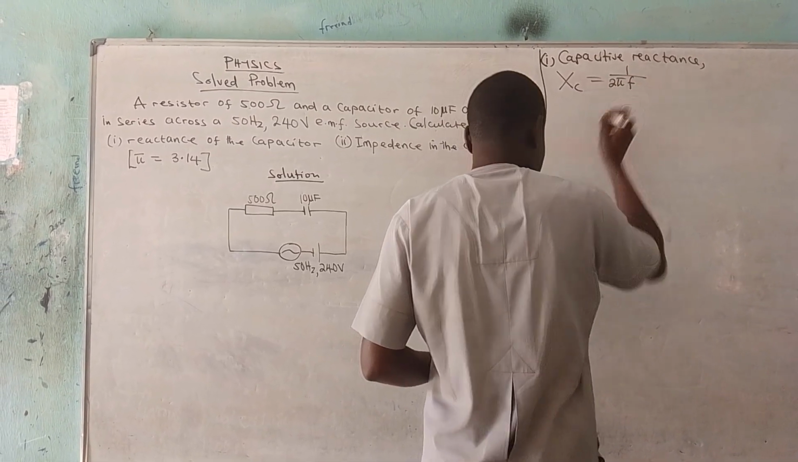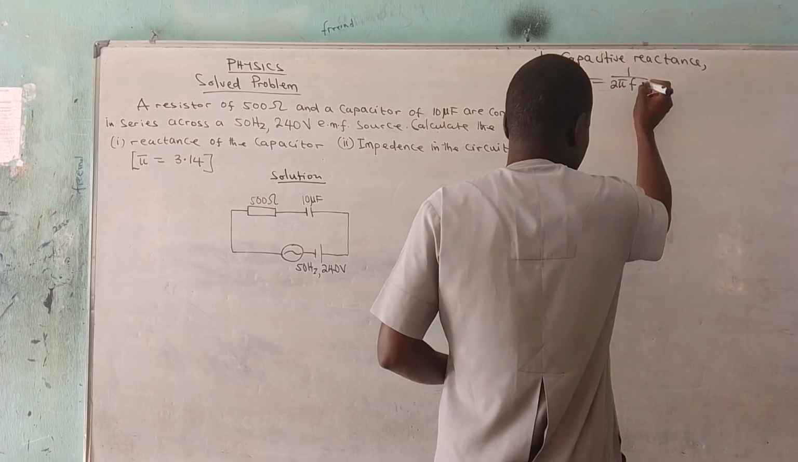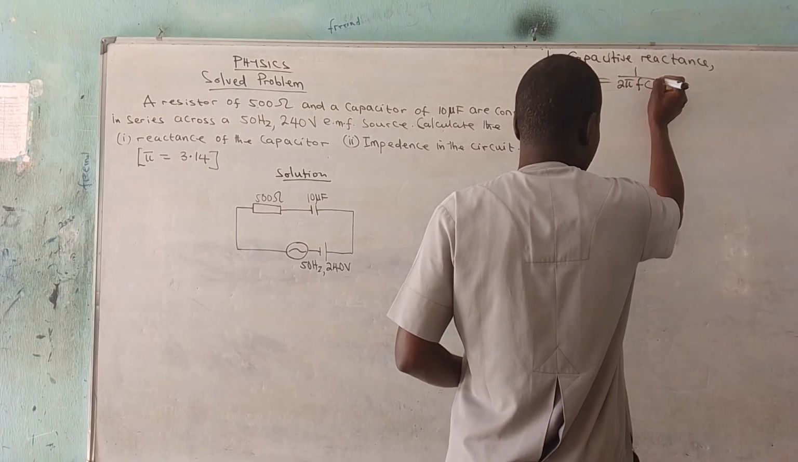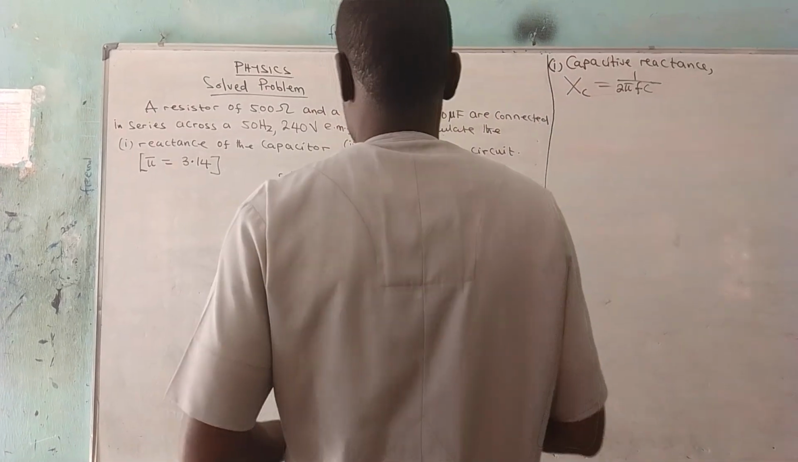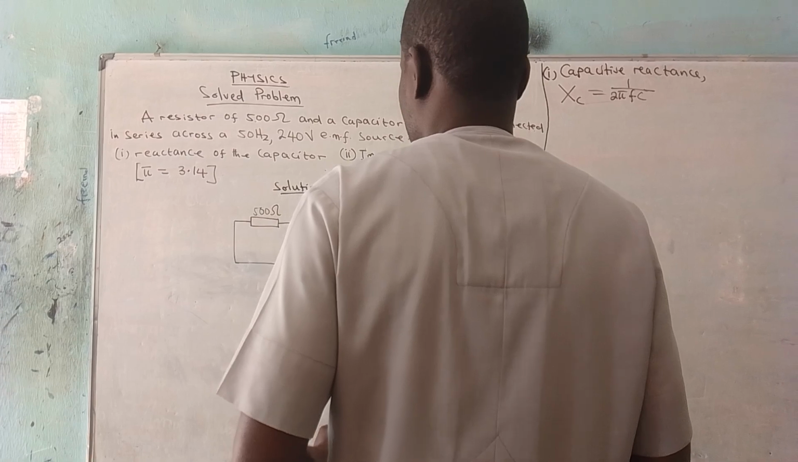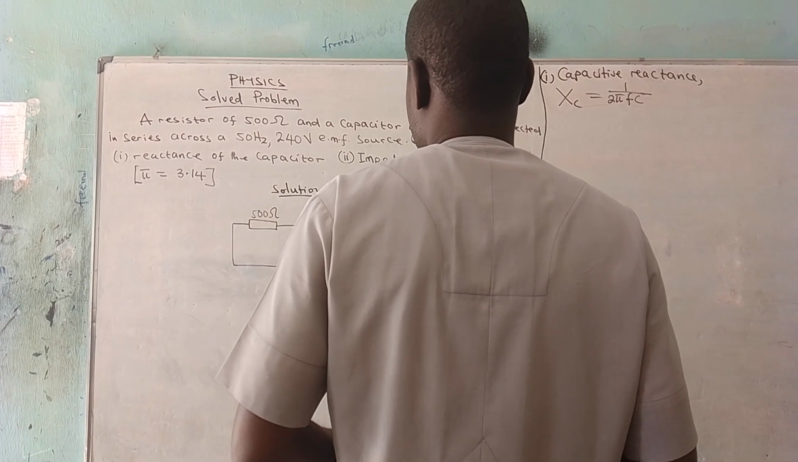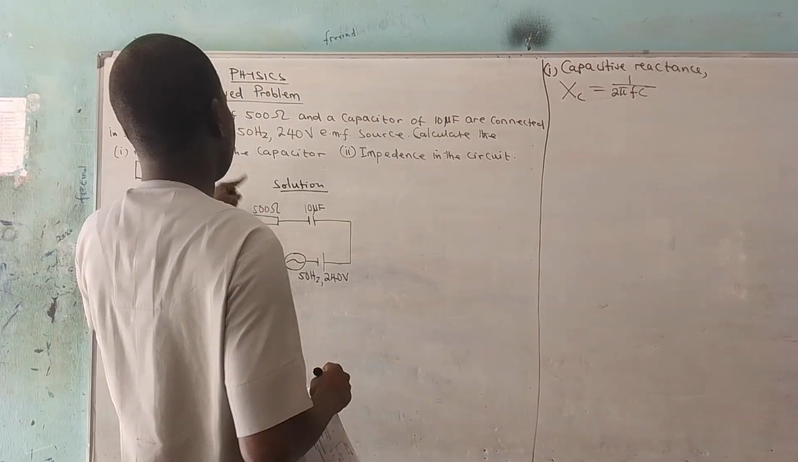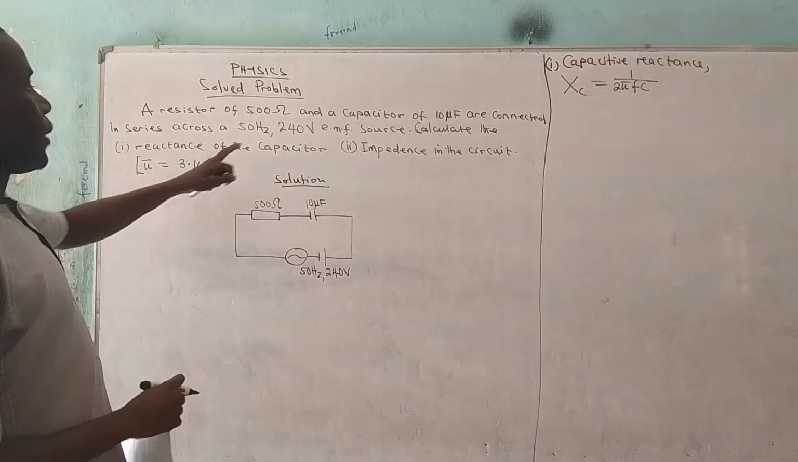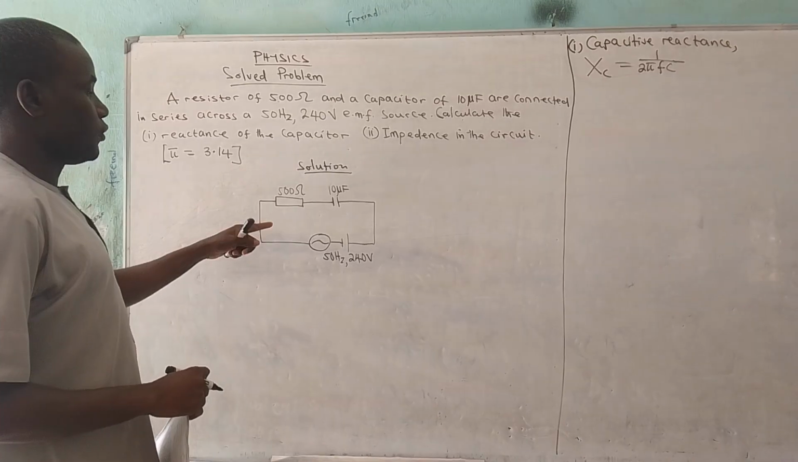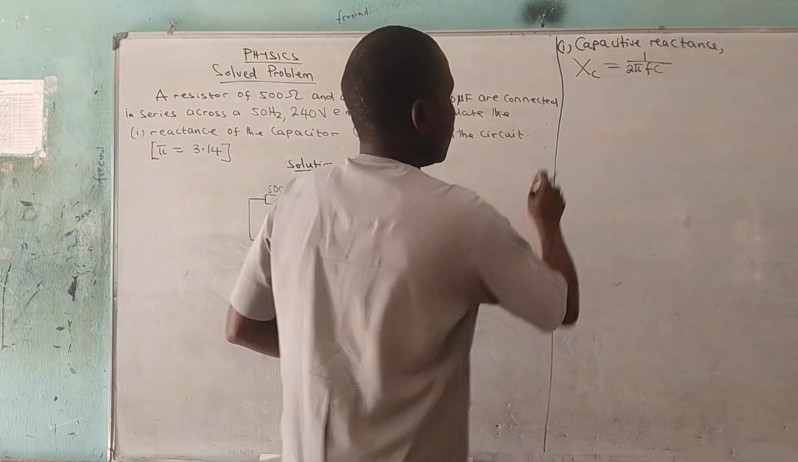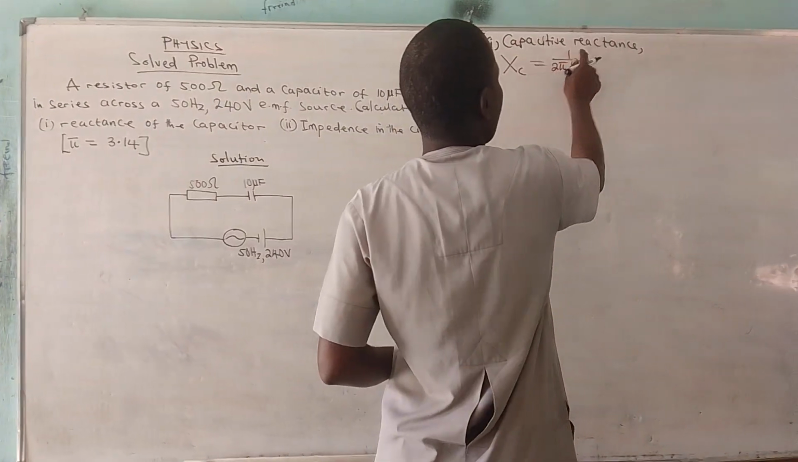XC equals 1 over 2 pi FC. I'm sorry, capacitive reactance, that is the opposition the capacitor is causing. So this is XC, which is 1 over 2 pi FC.